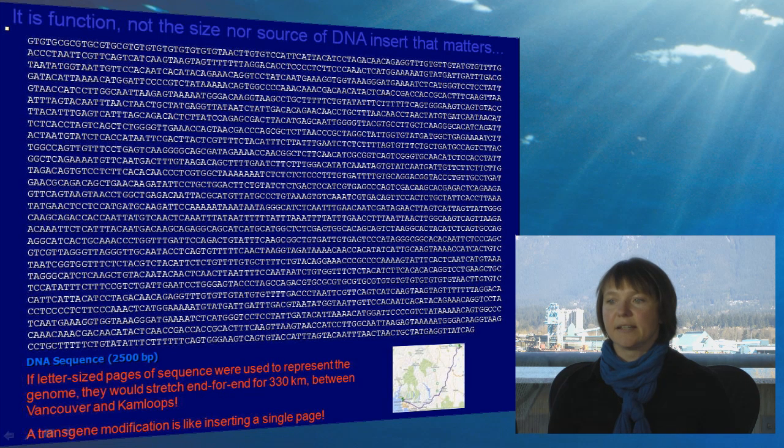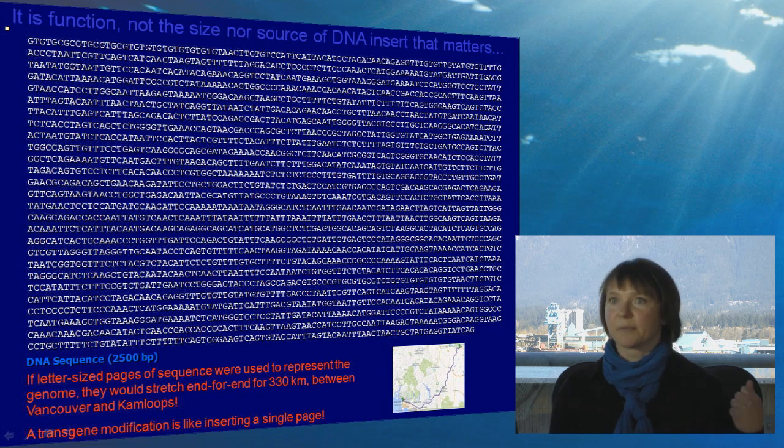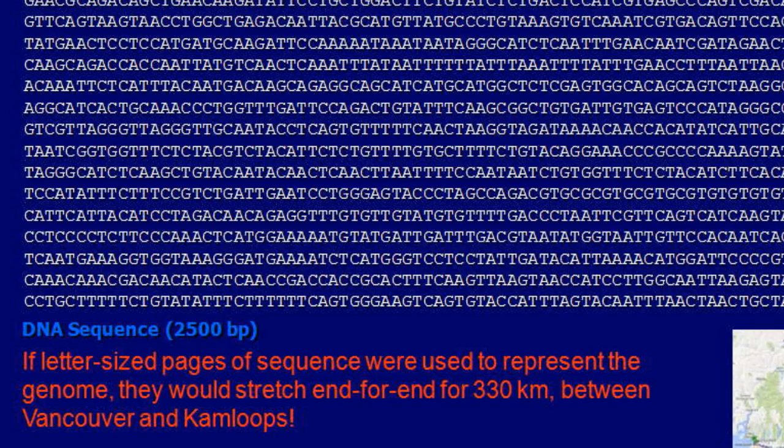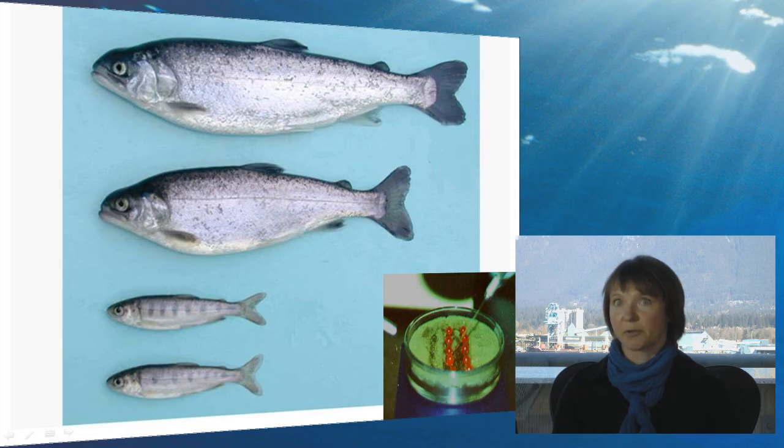Just to put this into context, if we consider the genome of the salmon, and if we write that genome out on 8.5 by 11 pieces of paper, line those pieces of paper up, it would stretch for about 330 kilometers, so approximately from Vancouver to Kamloops. Inserting that transgene into the fish is like taking one of those pieces of paper and swapping it with a different piece of paper. So it's a very small change, but this change can have very strong impacts on growth.